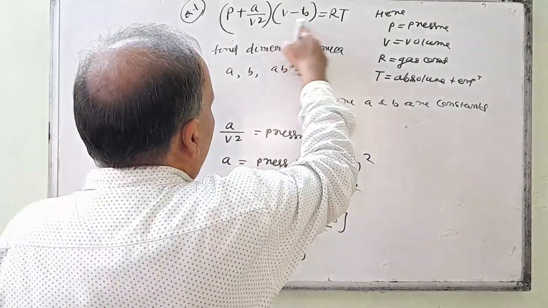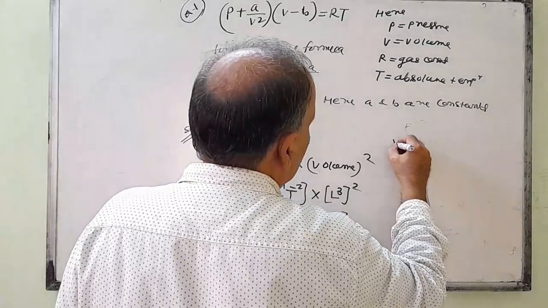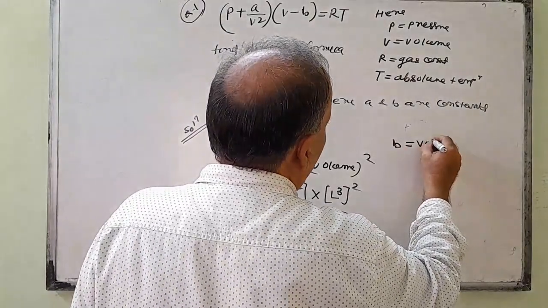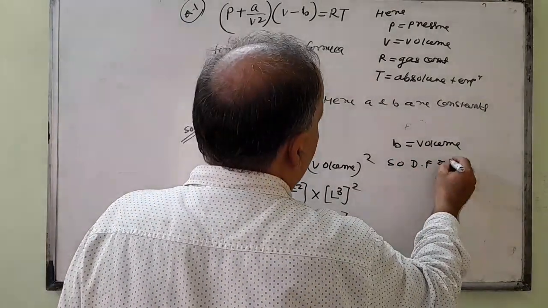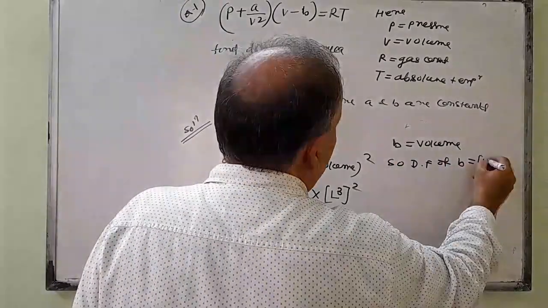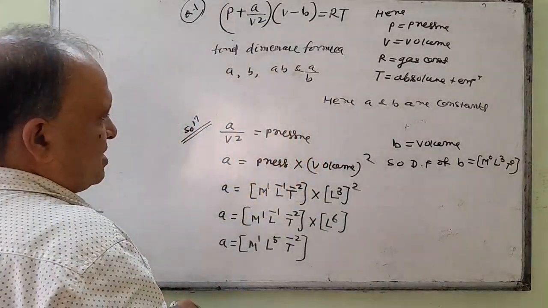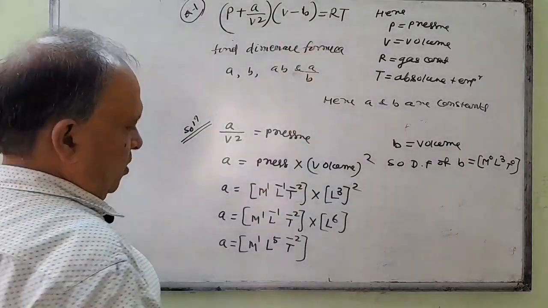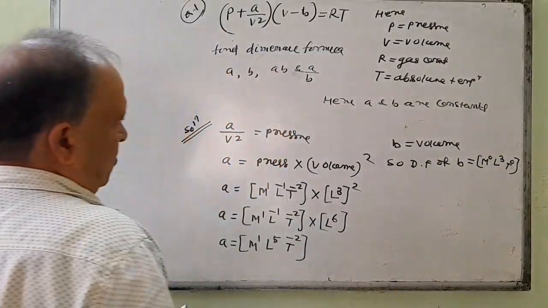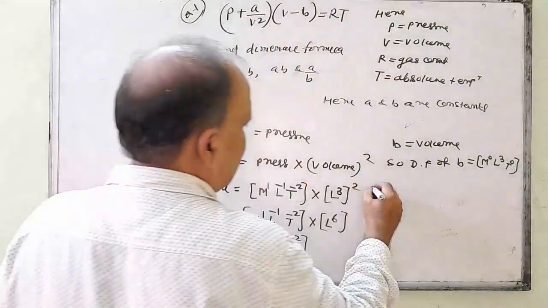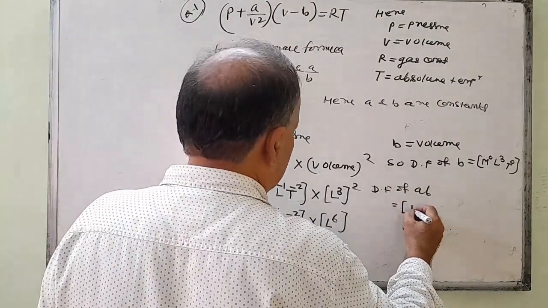Again you see V minus B. Since B is subtracted from volume, B is equal to volume. So dimensional formula of B is equal to what? M0 L cube T0. Because it is subtracted from volume, we find the dimensional formula of A, and this is the dimensional formula of B. Third question, dimensional formula of AB, that is your what?